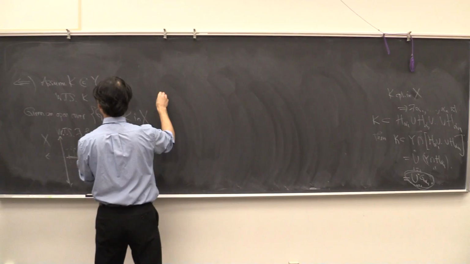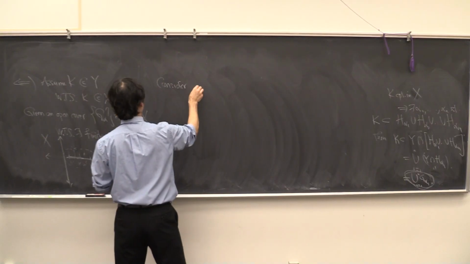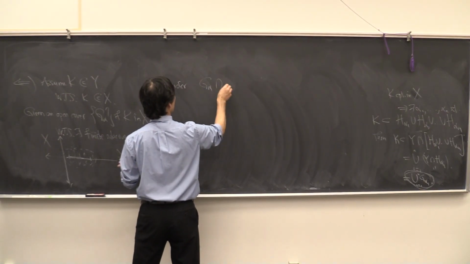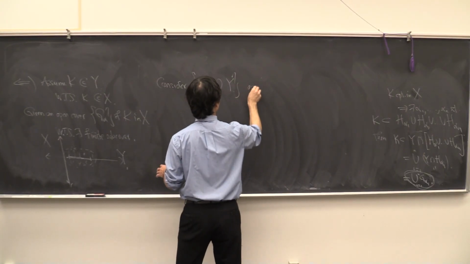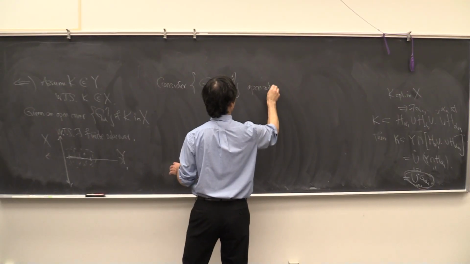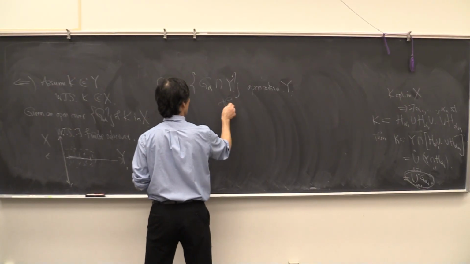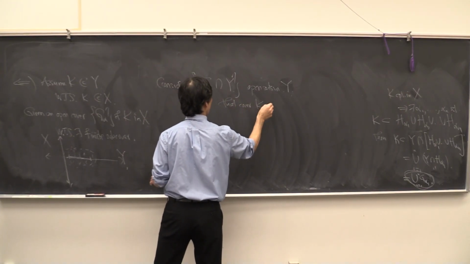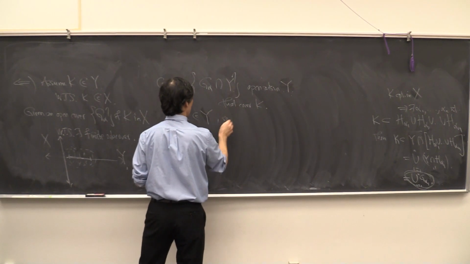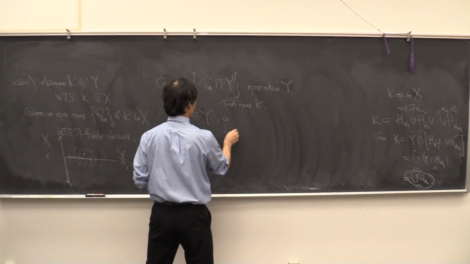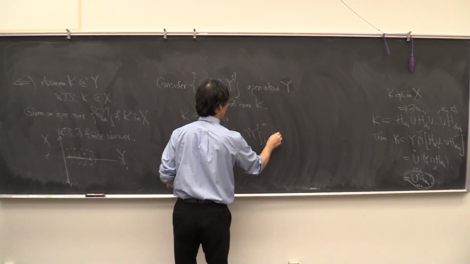Let me write it down just to be proper. Consider G alpha intersect Y. These are open sets in Y that cover K. K is compact in Y, so there exists some finite subcover.